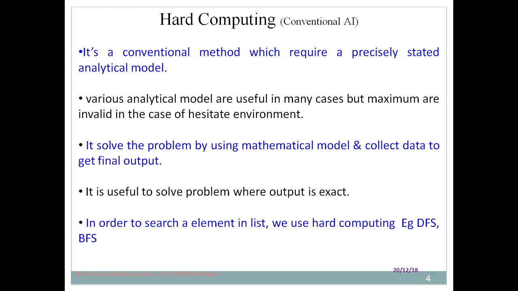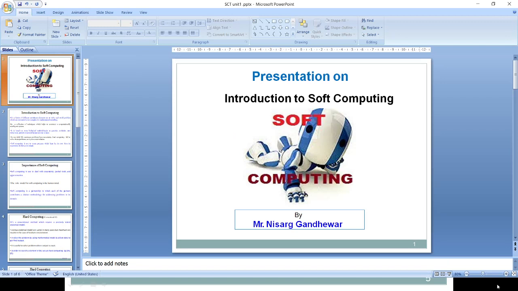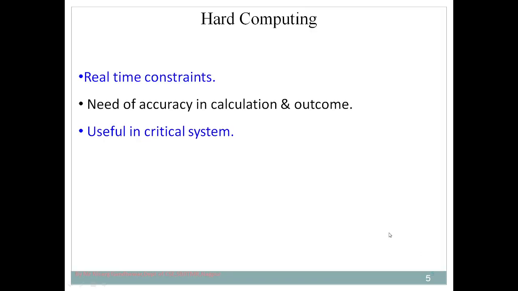Another example that I mentioned here: we can use hard computing in depth first search as well as in breadth first search. So here we understand hard computing. In hard computing we have seen three things. It has real-time constraints, so you cannot use hard computing everywhere, where the situation is uncertain. It needs accuracy in calculation and outcome, and finally it is useful in a critical system.